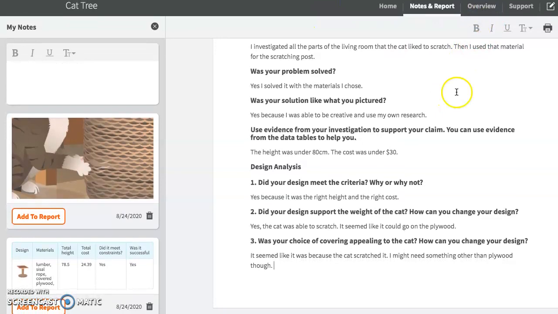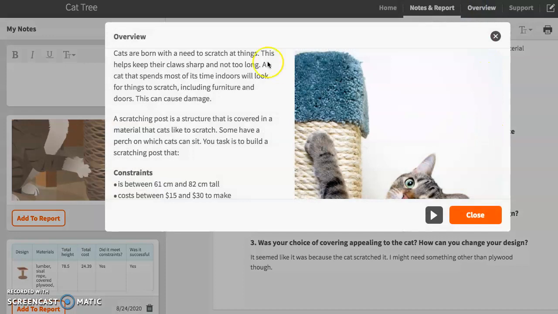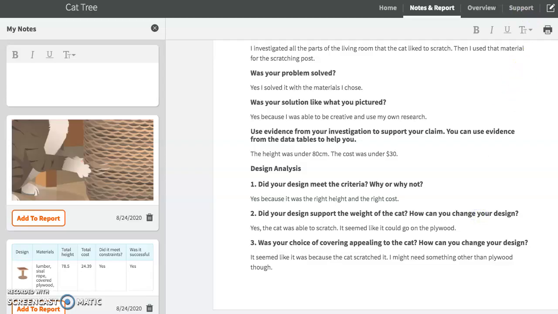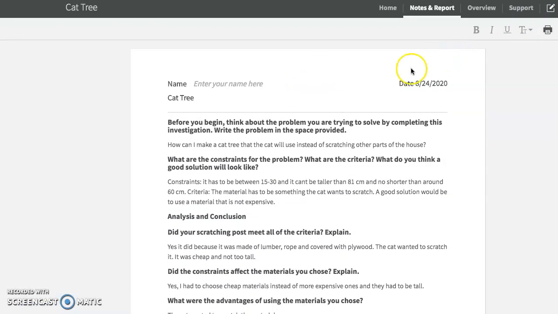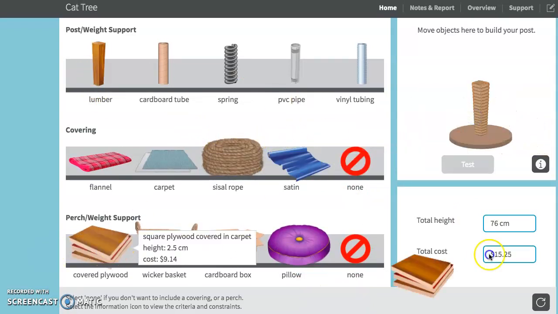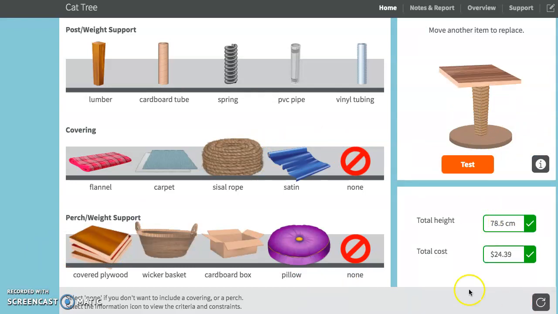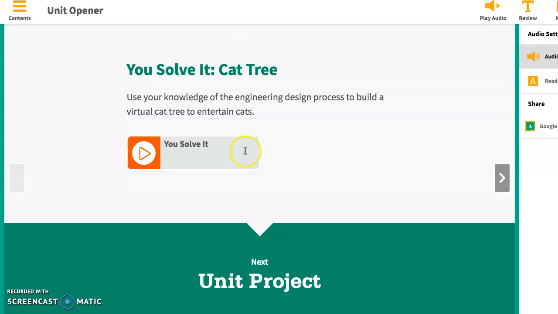Alright, looking at that, it's time to go to the next tab. So we've got home, our reports, our overview. We knew about that. Support. Cat tree. Now we have all that. We can go back home. Alright, we want to put our post back. Looks like our test is done. We solved it. So we're going back to our other tab.